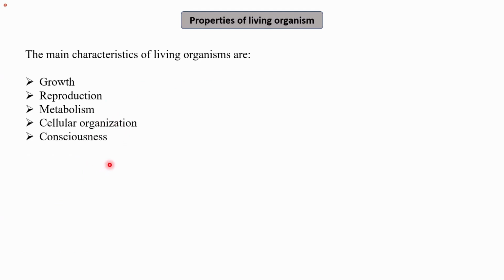By saying that these are the main characteristics of living organisms, I mean to say that a living organism can be defined by parameters like: it should have growth, it should reproduce, it should have the ability to perform metabolic activities, it should have a cellular organization in which various cellular components are present where the metabolic activities might take place, and a living organism is conscious, which means it has a sense of consciousness.